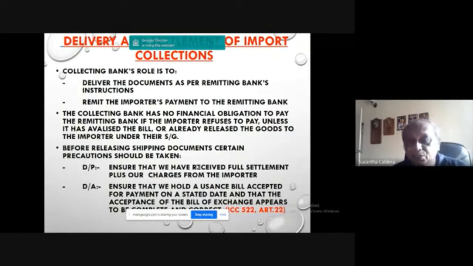For DA, ensure that we hold the usance bill accepted for payment on a stated date and that the acceptance of the bill of exchange appears to be complete and correct. Right? ICC 522 Article 22. It says when you are accepting the bill of exchange, you have to accept to pay on such and such a date. When I'm discussing the articles, we will discuss.